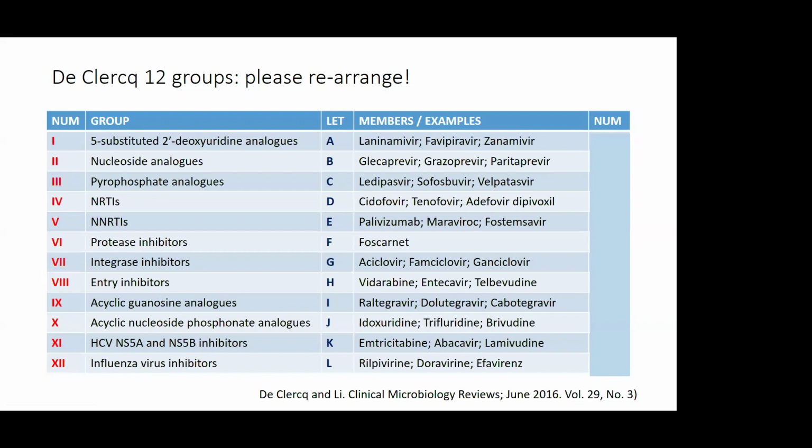But nevertheless, it's useful. So I'm going to do a very quick exercise. If anyone wants to open their microphone and chip in, I'll be happy. So I've got here numbers in red, and I've got here letters in blue, and I've got examples with each letter. So I want to arrange this. So A: lenacapavir, favipiravir, and zanamivir. To which group would these three antivirals belong?